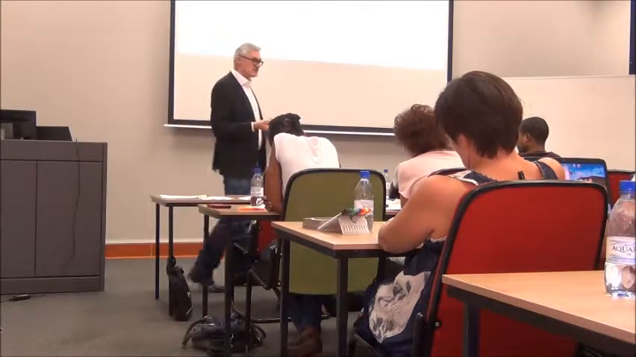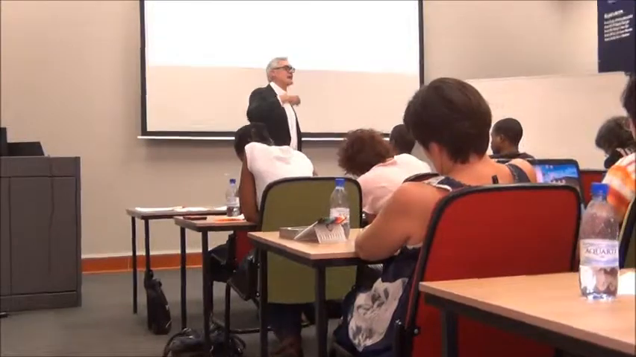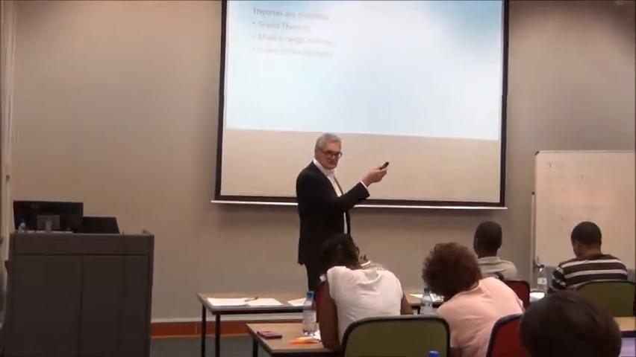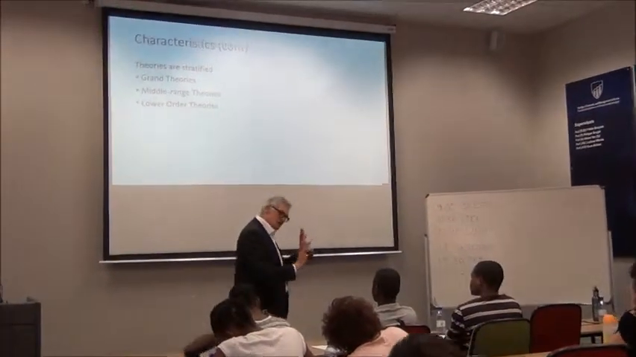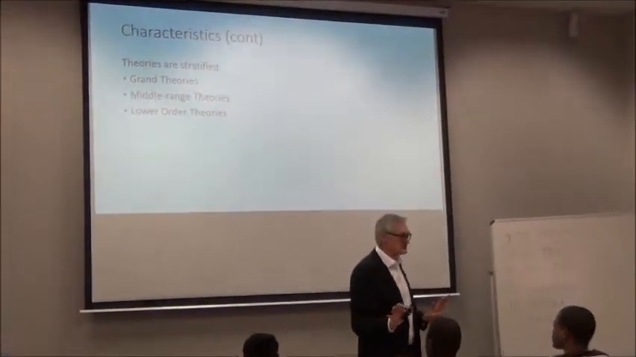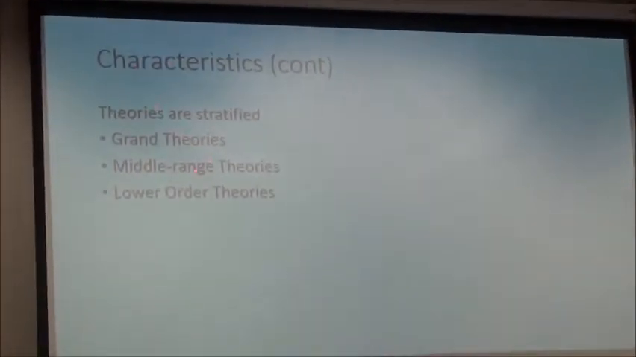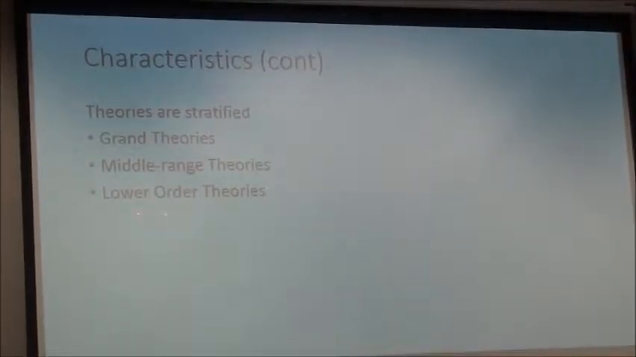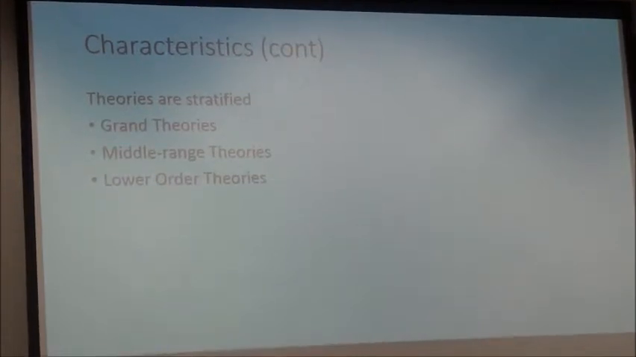Theories are stratified. That simply means, there are different layers. And so you have grand theory, you have middle range theory, and you have lower order theories. No value judgments attached to any of them. Don't think that we should all aspire to grand theories. Okay. Don't think there's anything inferior using lower order theories. It's not. It's just a categorization.